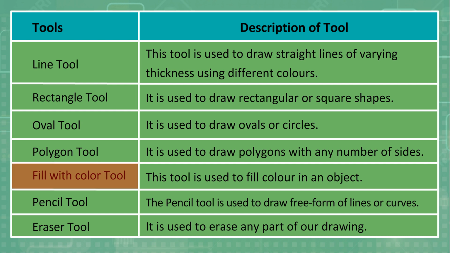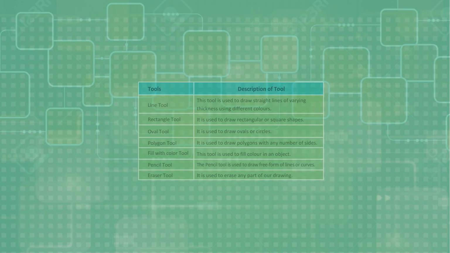Fill with color tool: this tool is used to fill color in an object. Pencil tool: the pencil tool is used to draw free form lines or curves. Eraser tool: it is used to erase any part of our drawing.